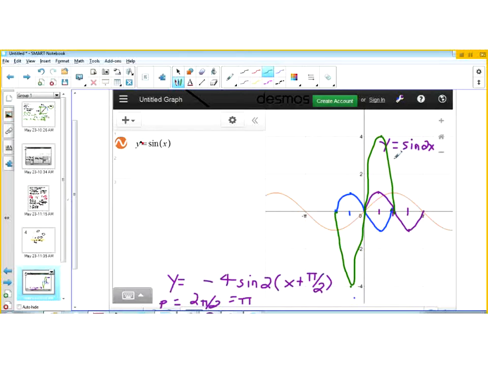Okay. So this is how you would step through the graphing of these functions. It's a lot more interesting with trig functions than with algebraic functions when it comes to function transformations.